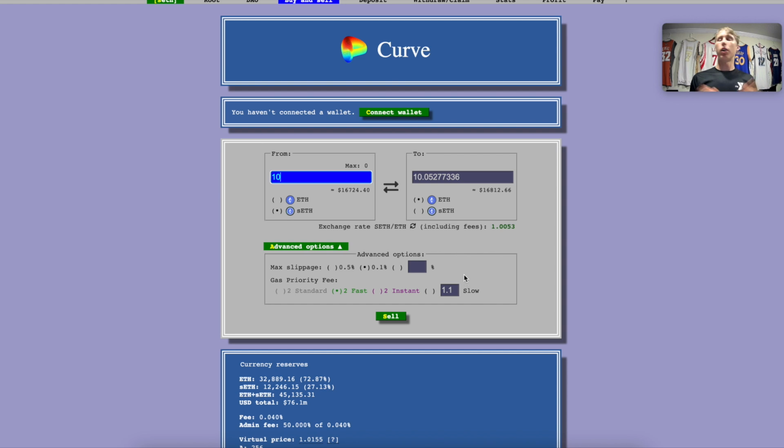to get this yield. Curve is pretty self-explanatory, but what you can do is take your sUSD that you minted, get other sAssets with it, and LP with them on Curve, and you can also LP with your sUSD on Curve.